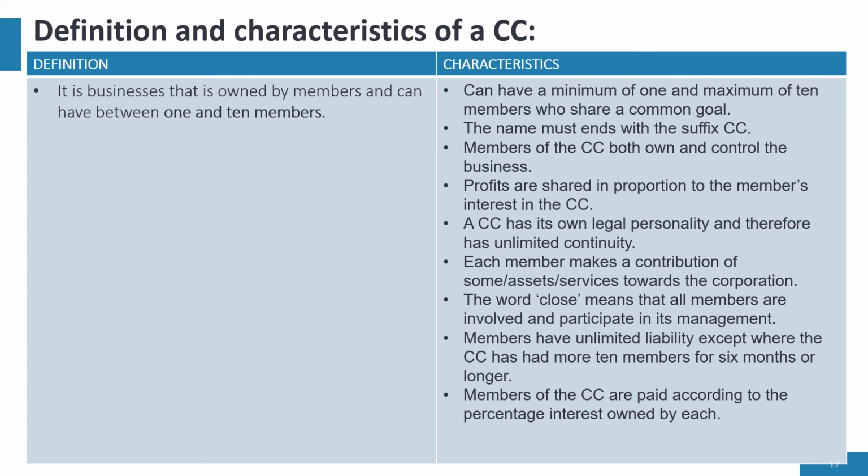A CC has its own legal personality and therefore has unlimited continuity, which you will later see is an advantage. Each member makes a contribution of some assets or services towards the corporation, which is also a benefit. The word close means that all members are involved and participate in its management. Members have unlimited liability, except where the CC has had more than 10 members for 6 months or longer. Members of the CC are paid according to the percentage interest owned by each.